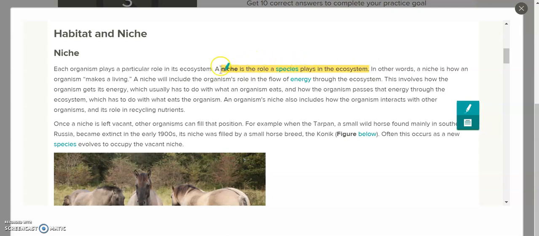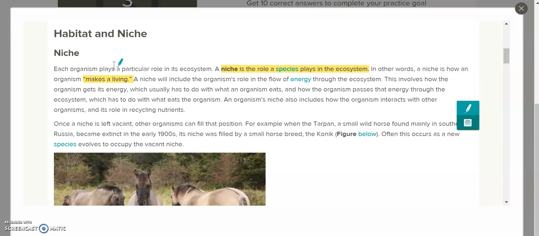So in our classroom, my niche is a teacher. Your niche is the student. It's the role that the species plays in that ecosystem. So in other words, it's how your organism makes a living. So ironically, before this happened, I made a living by going to school and seeing you every day, and you made a living by being a student. We're still doing those things. We're just doing them in a different ecosystem.